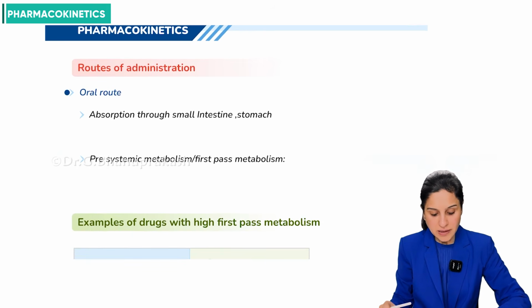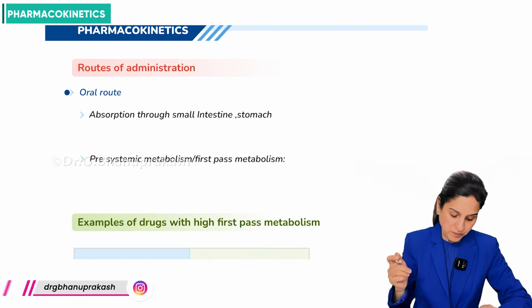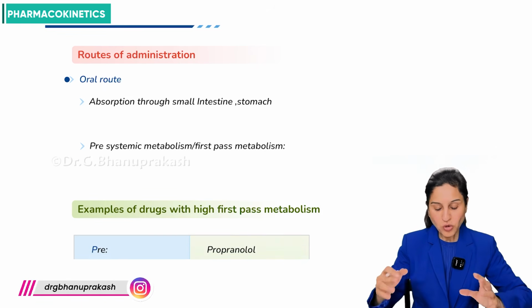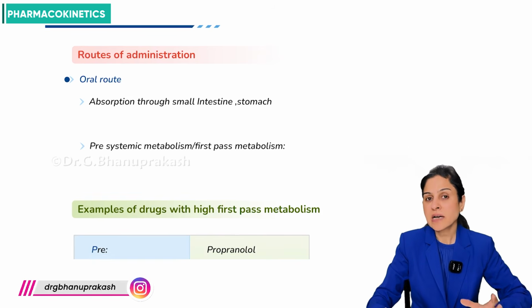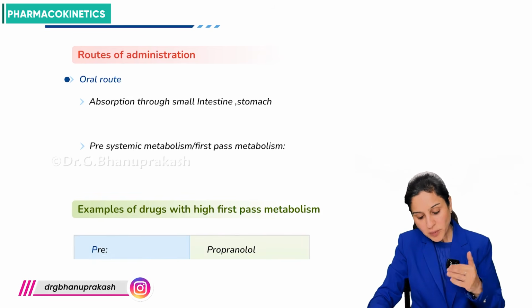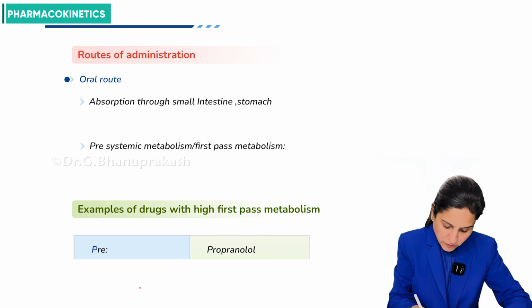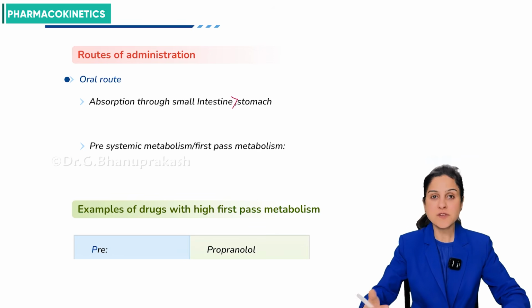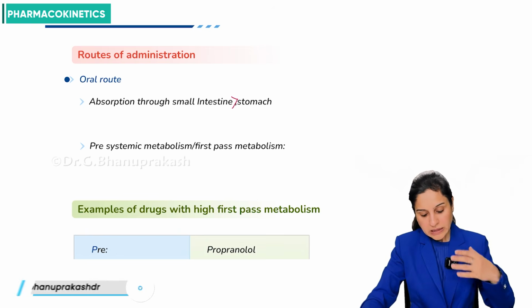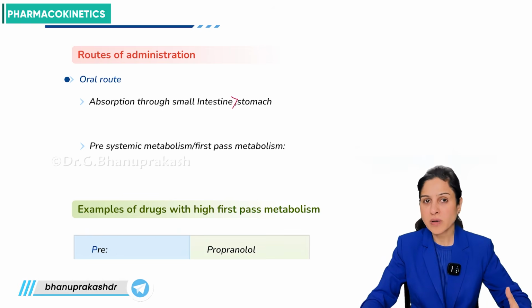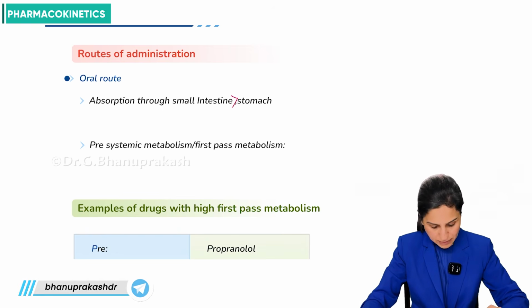Now, the first thing here is routes of administration. Coming to the oral route. Whenever you give a drug by the oral route, the absorption occurs through the small intestine and the stomach, but because of the larger surface area of absorption, the absorption is greater in the small intestine as compared to the stomach.